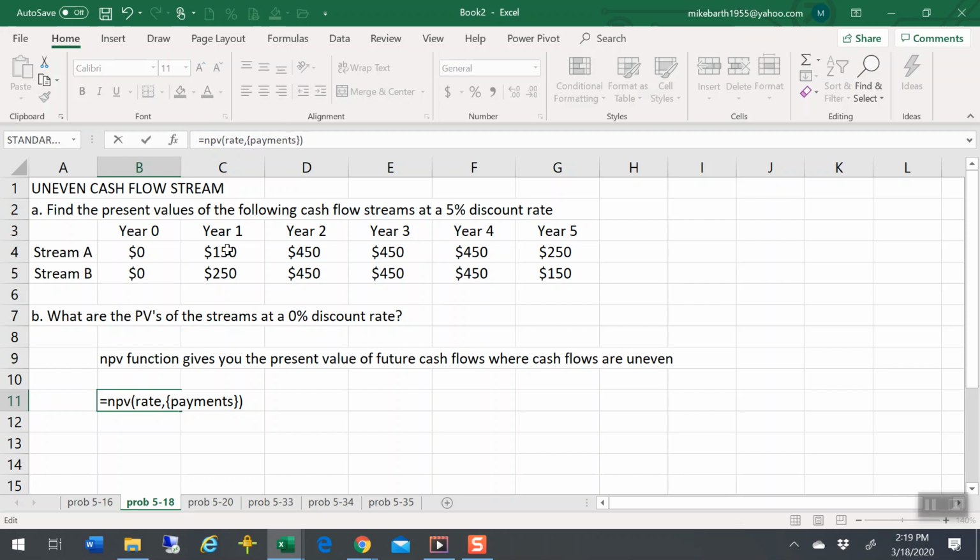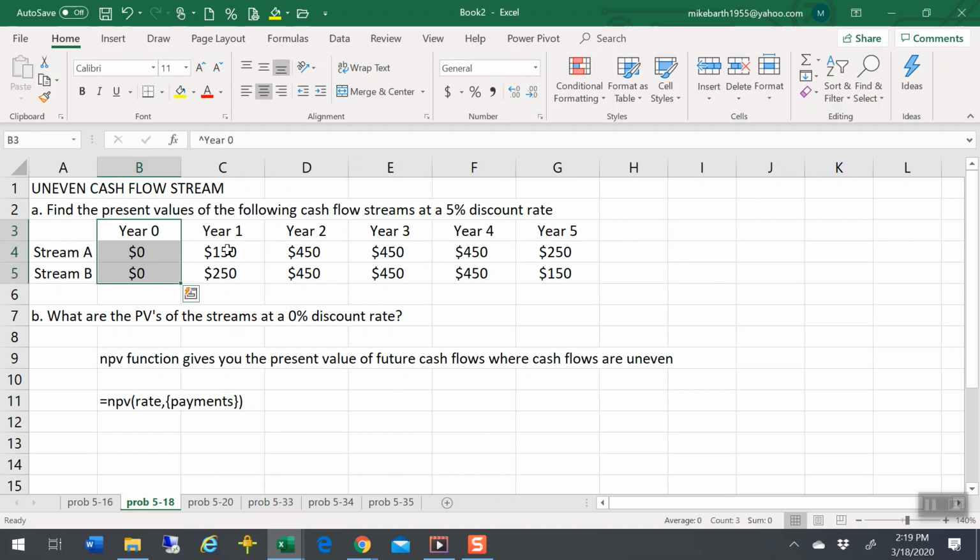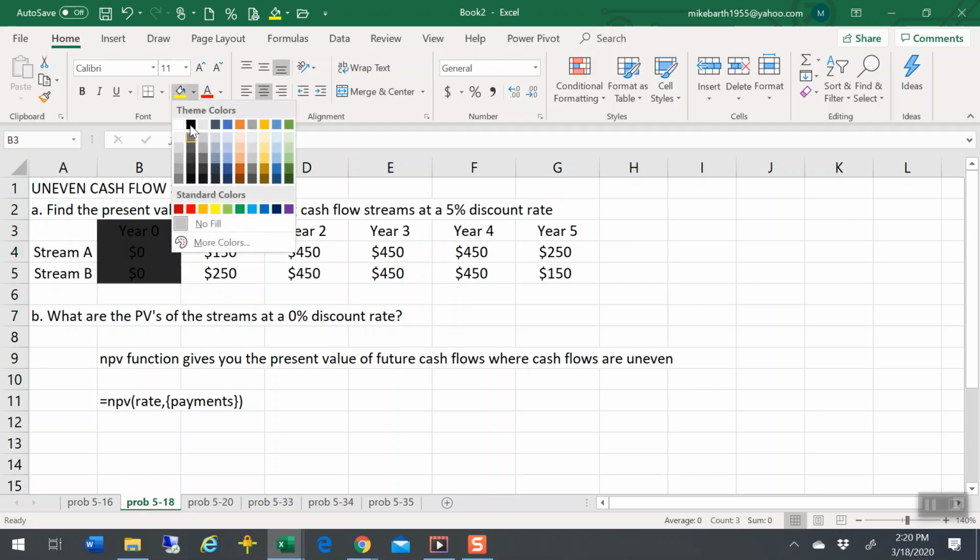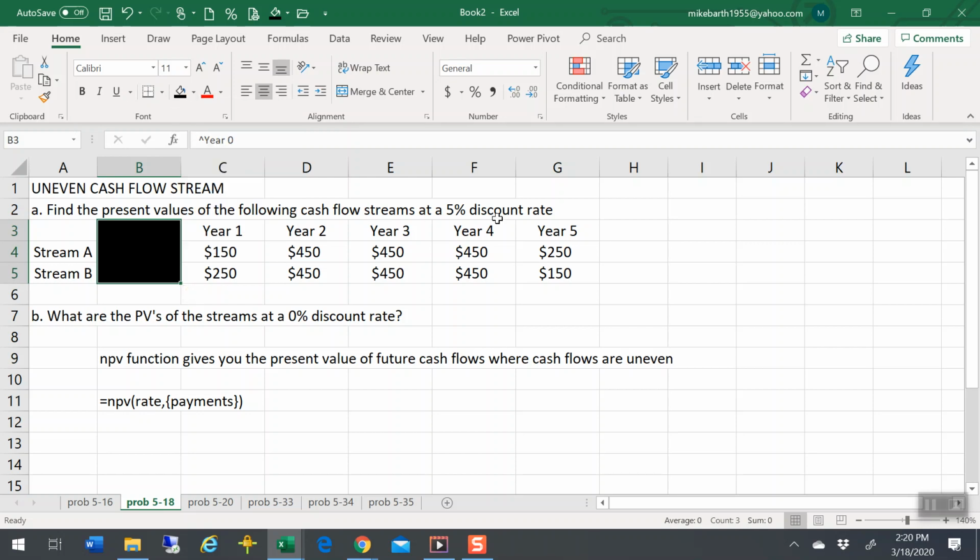All right, so in keeping with how I like to do things, first of all, you do not need year zero, because when you're using the NPV function in Excel, it doesn't use time zero, it only uses time one through N. Okay, and you need the rate. Here the problem's given a 5% discount rate, and it's the same for both of them.